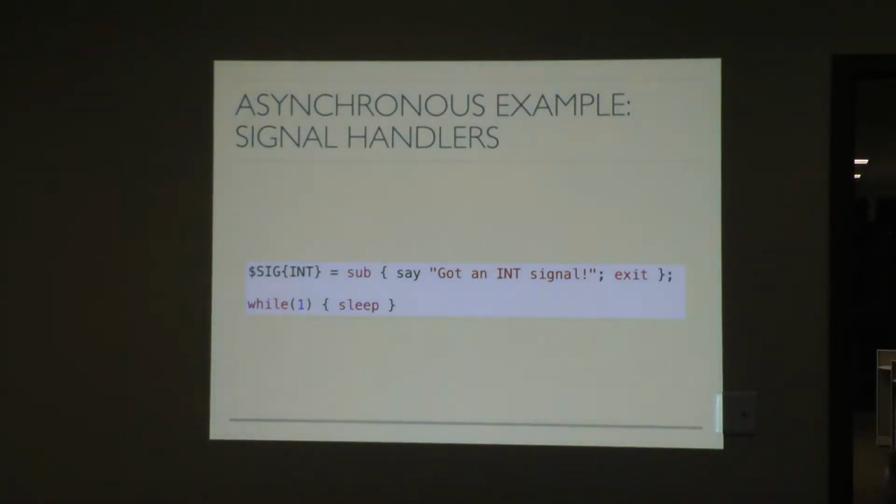Here's one example. If any of you have ever written a signal handler in Perl, it looks something like this. You assign to the %SIG hash, which is a global built-in variable in Perl, that when we get the INT signal, we want this code to run. And then you could do a while 1. You could copy and paste this program into your terminal right now, and then it will sleep forever.